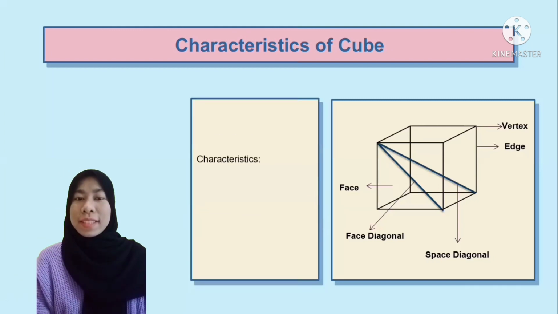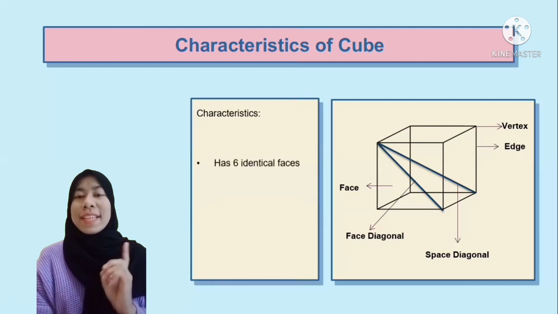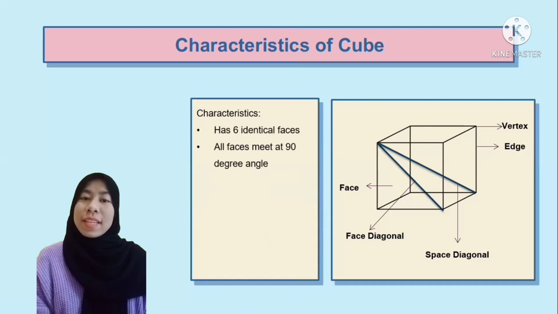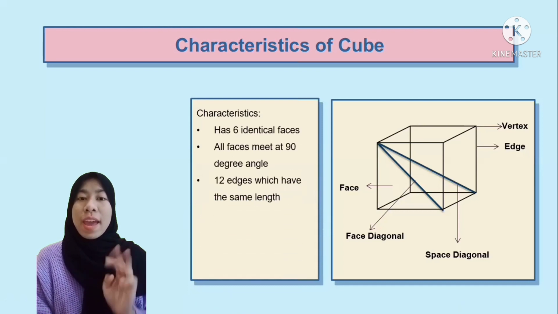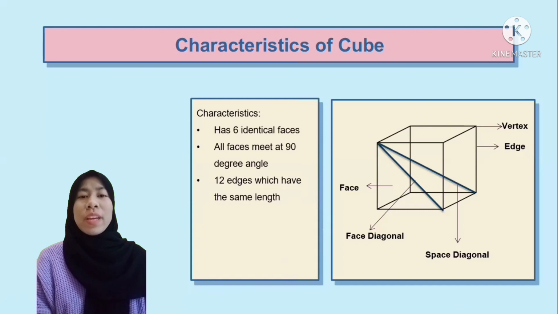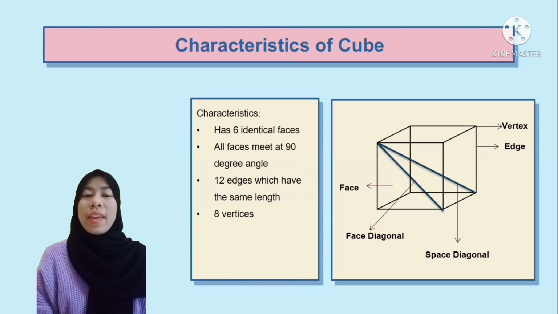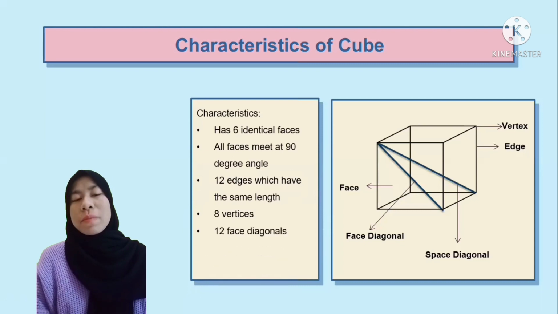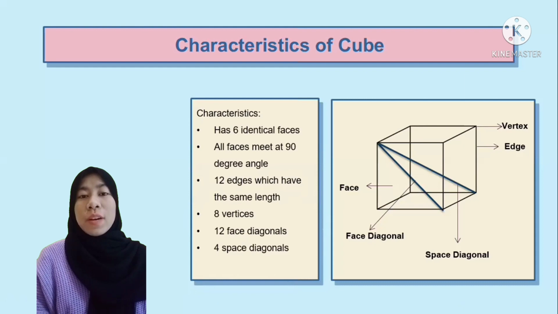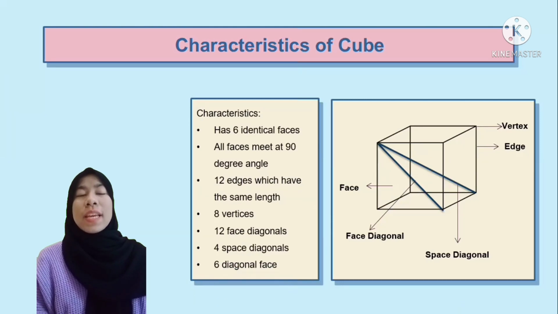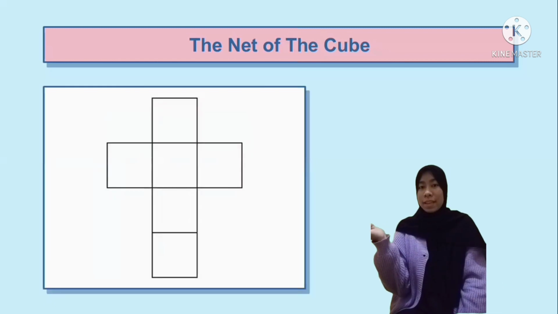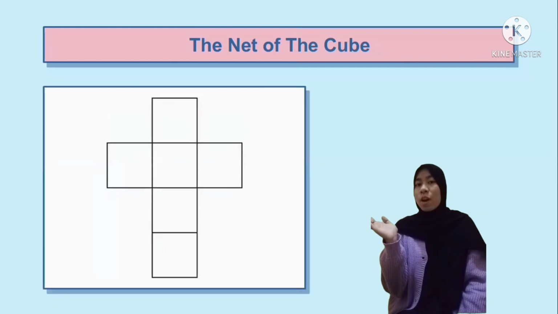There are 7 characteristics of a cube. Number 1, it has 6 identical faces. Number 2, all faces meet at 90-degree angles. Number 3, 12 edges which have the same length. Number 4, 8 vertices. Number 5, 12 face diagonals. Number 6, 4 space diagonals. Number 7, 6 diagonal faces. Look at the picture beside this. This is the net of a cube.